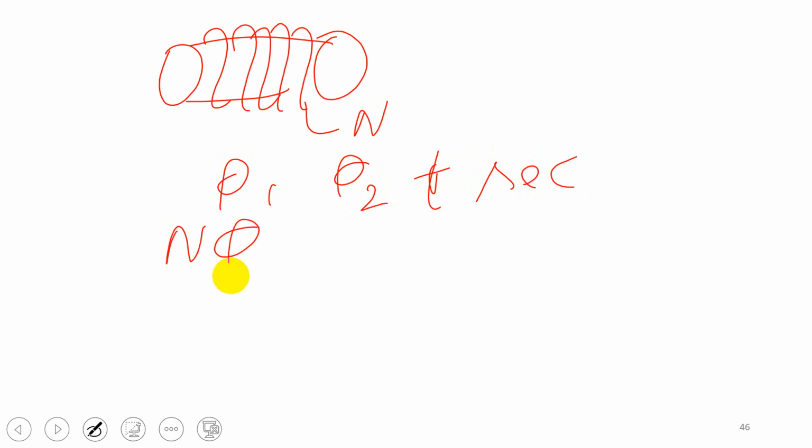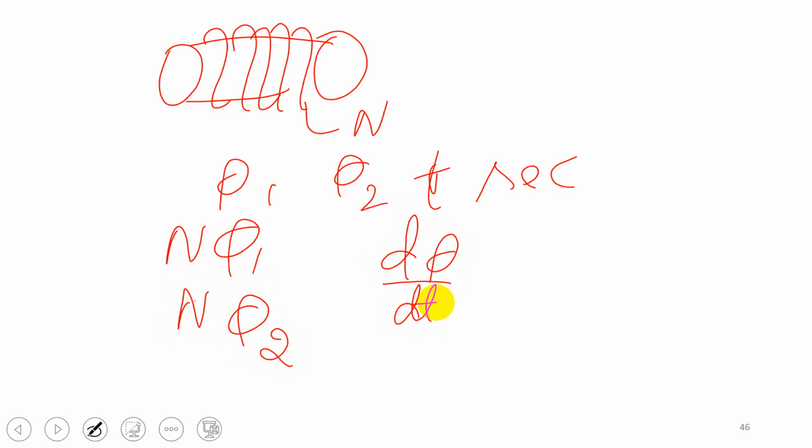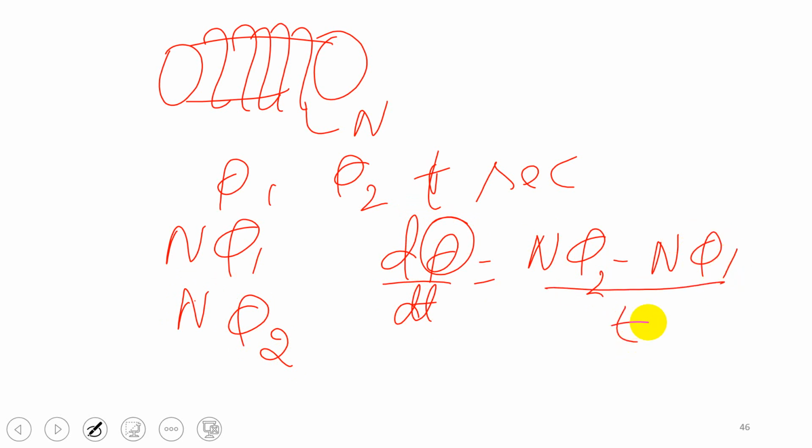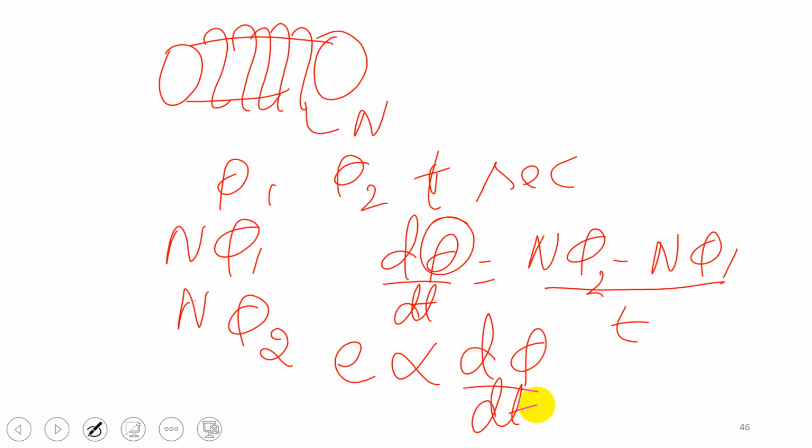So n phi 1 will be the initial flux linkage, and n phi 2 will be the final flux linkage. The rate of change of flux, d phi by dt, means the change of flux divided by time: n phi 2 minus n phi 1 divided by t. So the rate of change of flux linkage is that, and E is proportional to d phi by dt. That is, the EMF induced is proportional to d phi by dt. So we can write here.